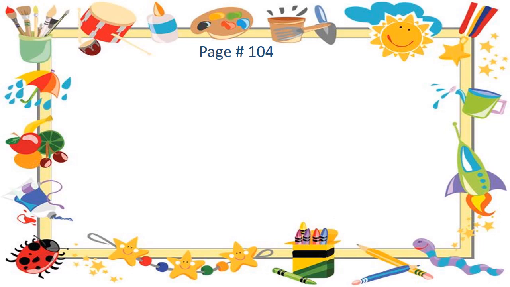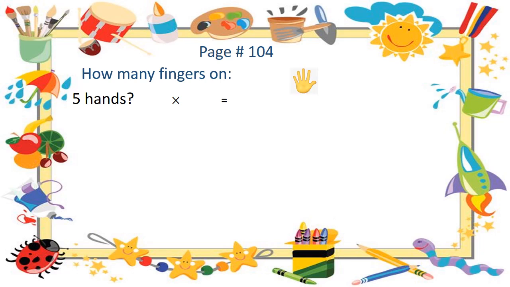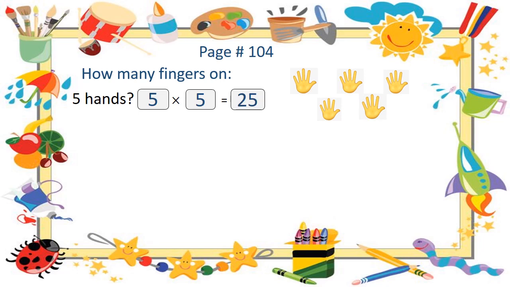On page 104, we have a question: how many fingers on 5 hands? Here we can see 1, 2, 3, 4 and 5 hands. Each hand has 5 fingers. 5 fives are 25. So 5 hands have 25 fingers.